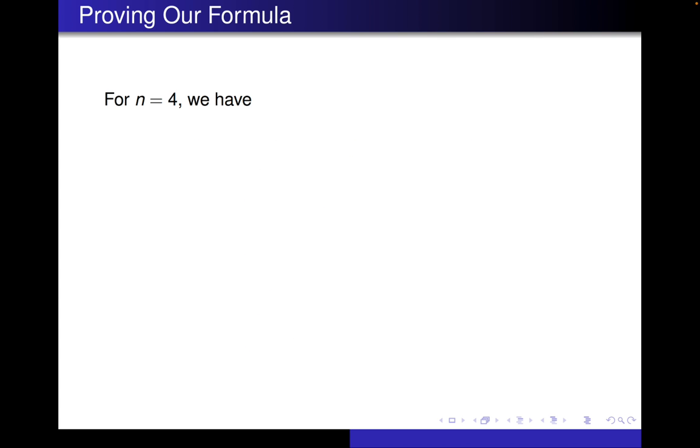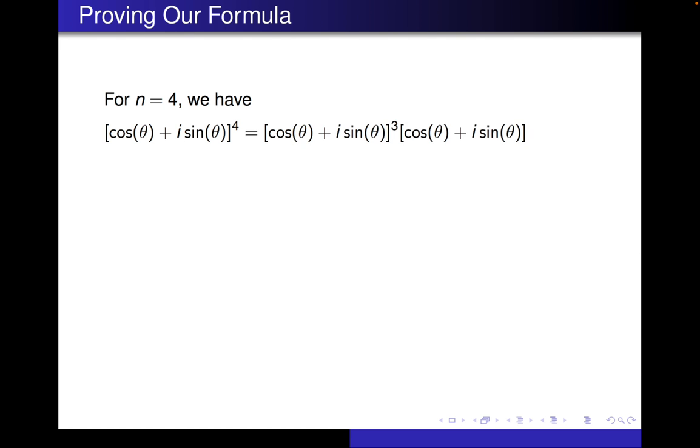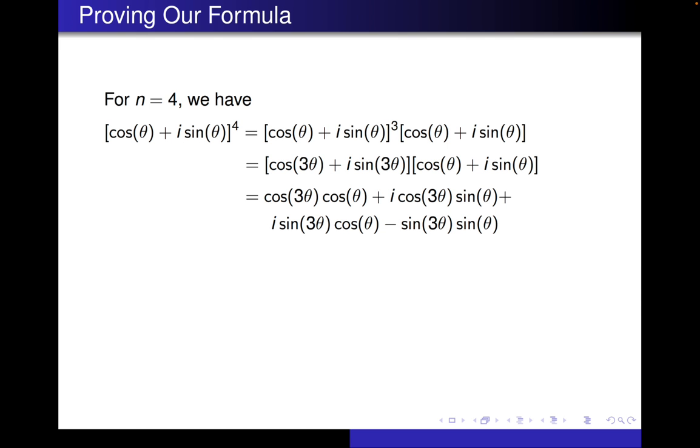If we want to find a formula for n equals 4, we're going to take cosine theta plus I sine theta to the 4th power. We're going to split that up into cosine theta plus I sine theta to the 3rd power times cosine theta plus I sine theta. We just proved a nice formula, coincidentally, for cosine theta plus I sine theta to the 3rd power. That is cosine of 3 theta plus I sine of 3 theta. Now we can FOIL out what remains.